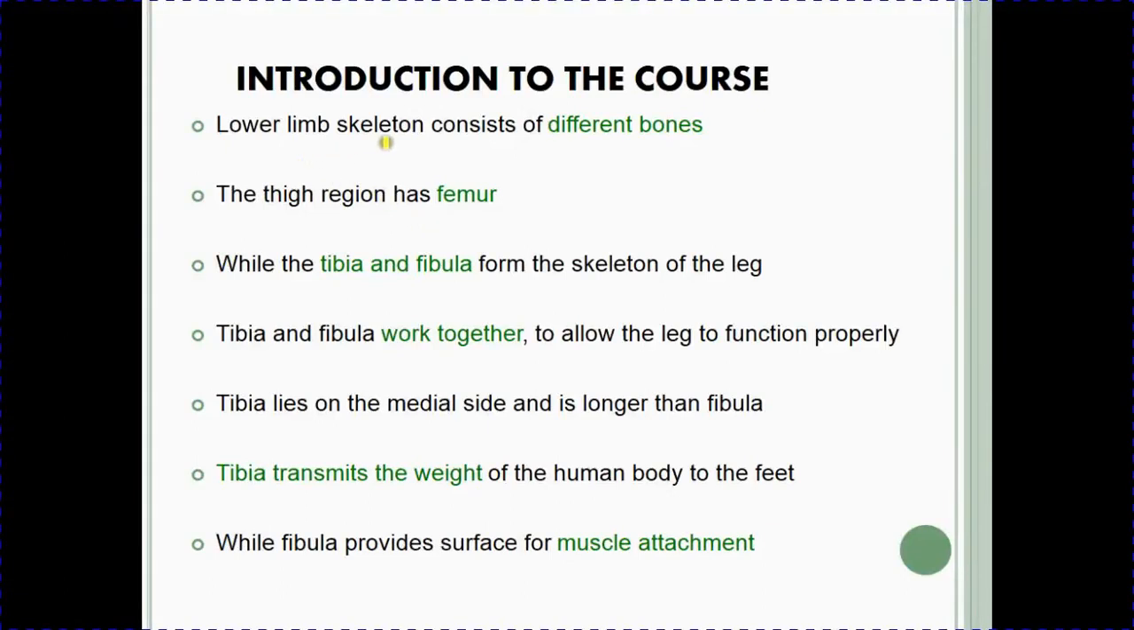The lower limb skeleton consists of different bones. The thigh region has the femur, while the tibia and the fibula form the skeleton of the leg. Tibia and fibula work together to allow the leg to function properly. The tibia lies on the medial side and is longer than the fibula.